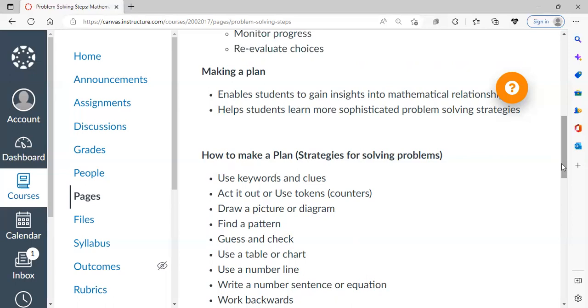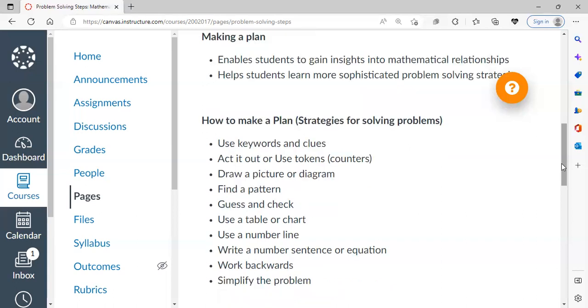We can use number lines. We can write a number sentence or equation, or we can work backwards, or simplify the problem. All of these will be looked at in subsequent classes. Sometimes when we see bigger numbers, we get frightened and don't want to work with them. But if we use simpler numbers, then we are able to understand it, so we can work it out easier, right?